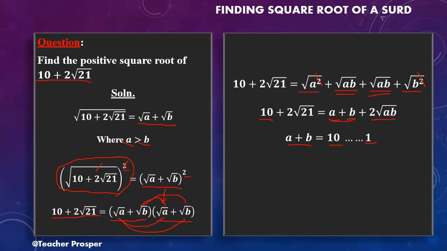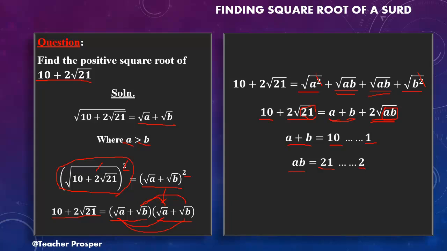Now we are going to take the term that has the square root here and the term that has the square root on the left hand side and compare them. And when we compare them, you realize that the AB, which is under the square root here, will be equal to the 21, which is under the square root here. So we have AB is equal to 21, and we set that one as our equation 2.